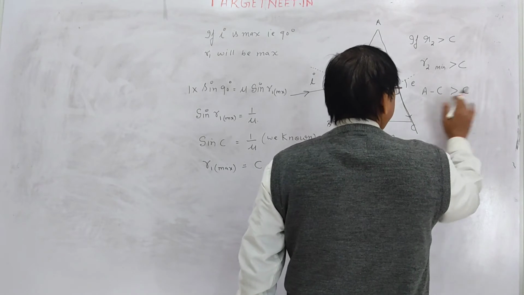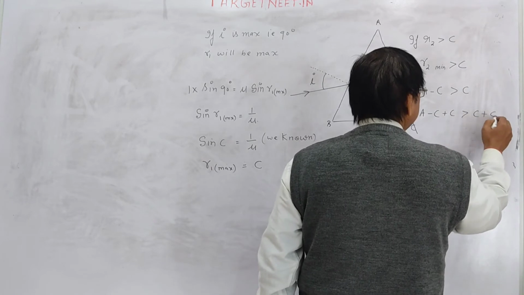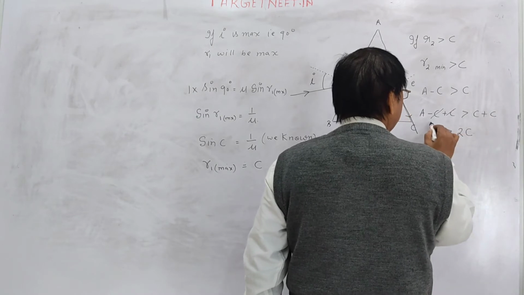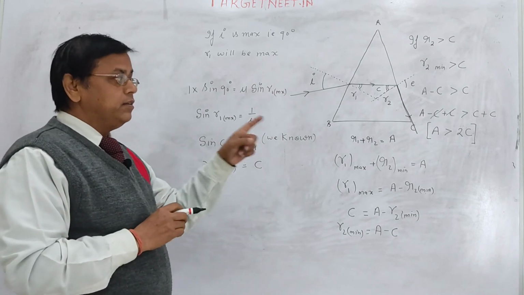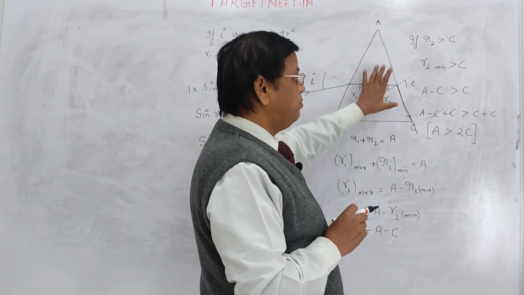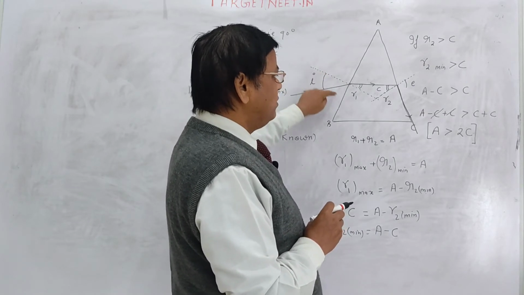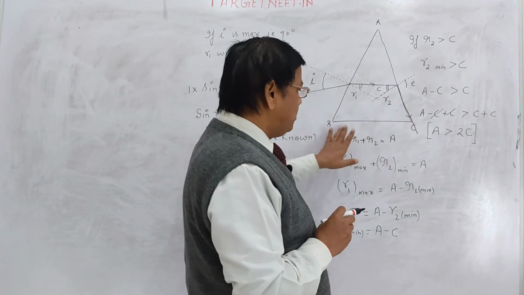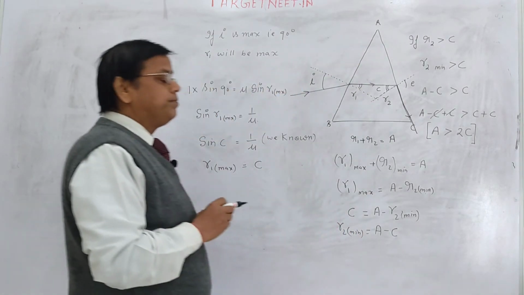Now add C to both sides. So A minus C plus C greater than C plus C. This is cancelled. So A greater than 2C. So if this condition is satisfied, if A is greater than 2C, then light will not come out from face AC of prism irrespective of angle of incidence. You can have any angle of incidence, but you're not going to get light coming out from here, from face AC. It may come from base, but it will not come out from face AC.